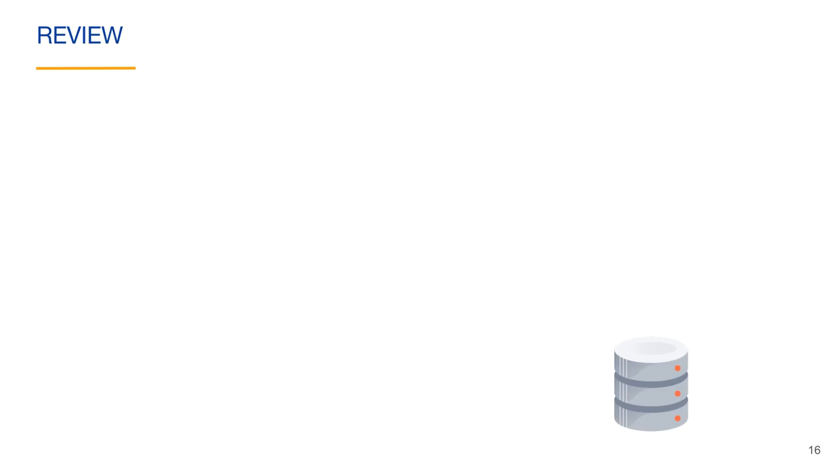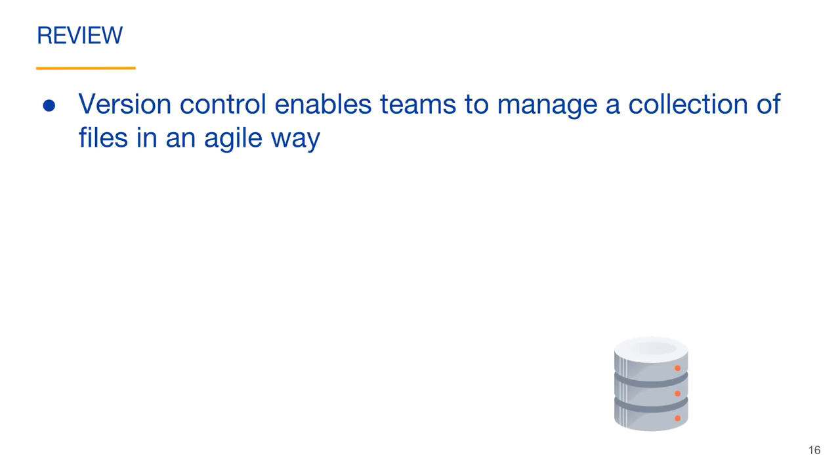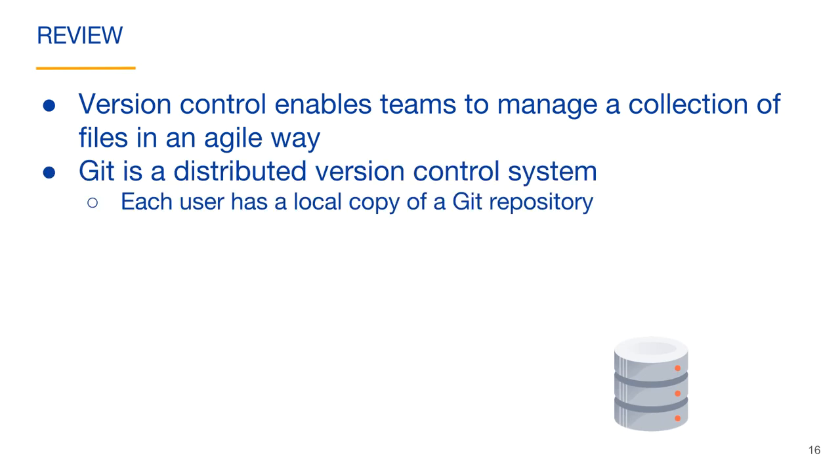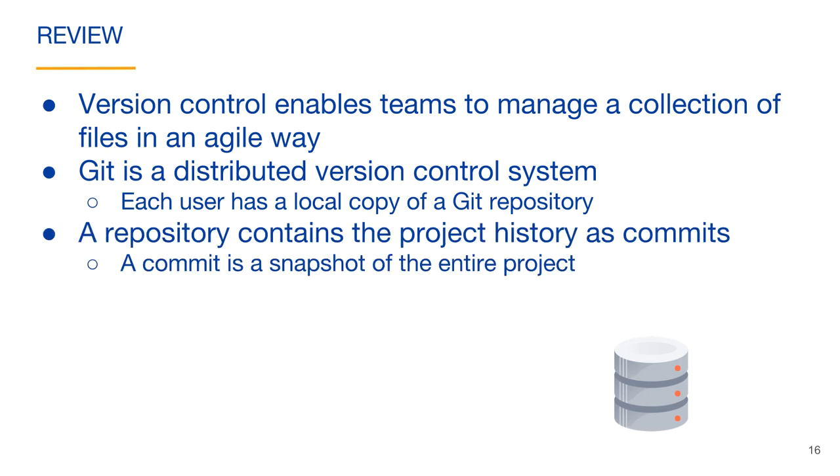Here is a brief review of what we've covered. Version control enables teams to manage a collection of files in an agile way. This collection of files is called a project, and Git is flexible enough to manage many types of projects. Git is a distributed version control system. This means that users work with local copies of the repository, enabling them to work while offline and synchronize with other repositories at a later time. A repository contains the project history as commits. A commit is a snapshot of the entire project at a point in time.